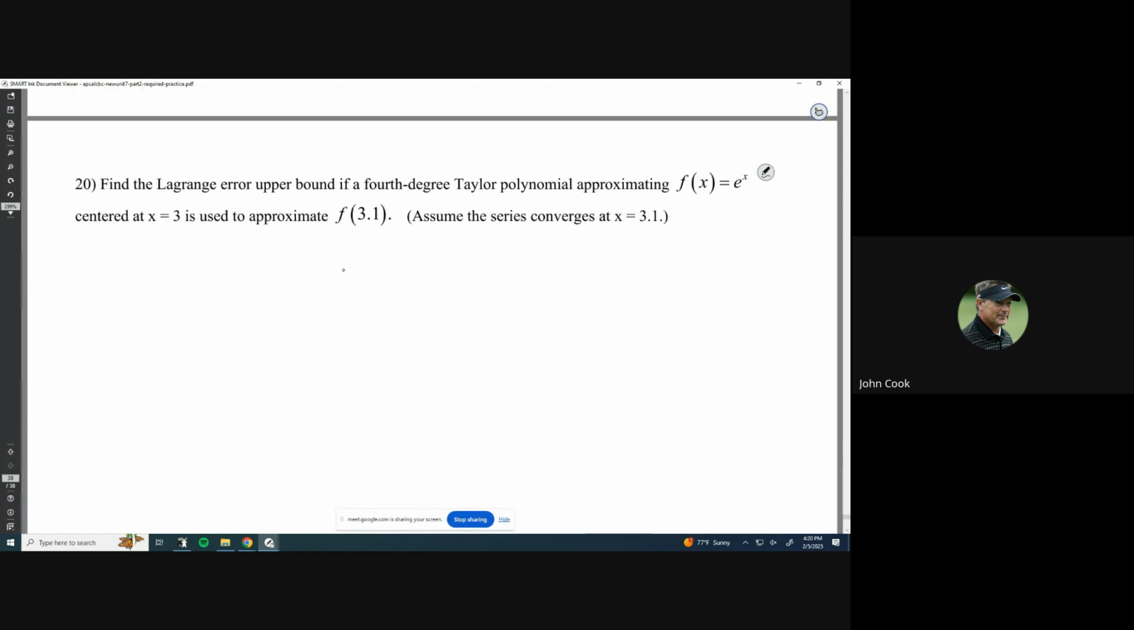All right. We got one more, and it's the same type of problem. Find the Lagrange error upper bound. Oh, man. I already know that stuff, don't I? It's a 4th degree Taylor polynomial approximating this function, so that means that n is equal to 4. Now let me write down my Lagrange formula. The error is less than or equal to this Taylor pattern, right? f^n of c over n factorial times x minus c to the power of n. But I replace all the n's with n plus 1.